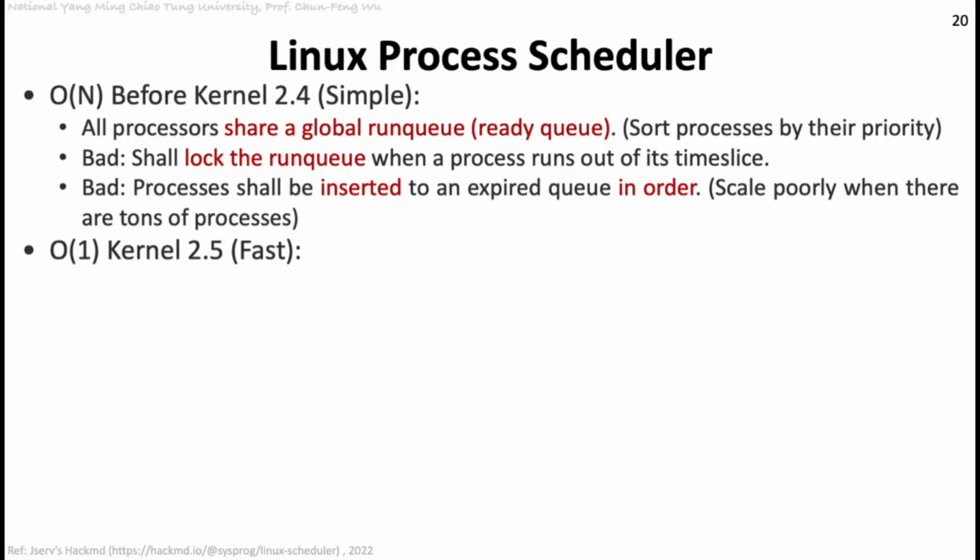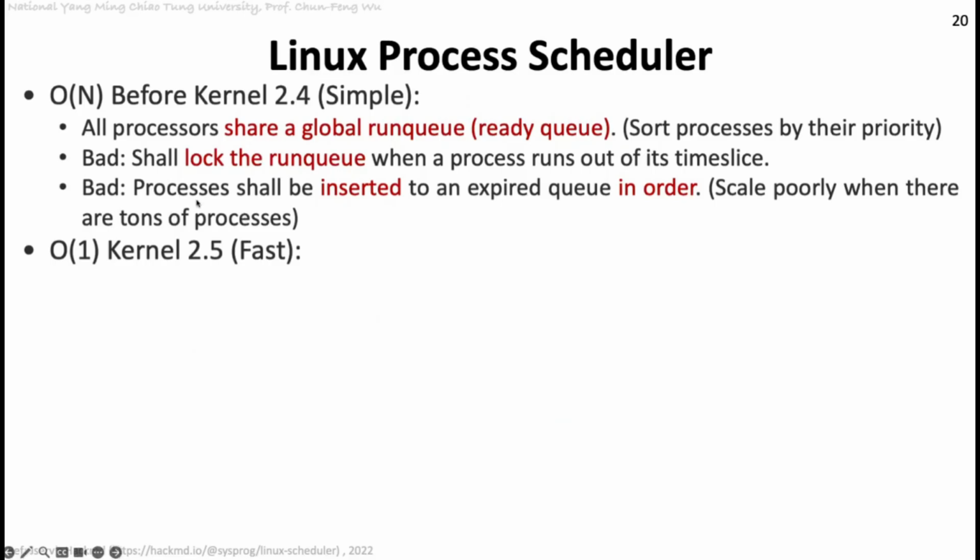Okay, and there are several bad things about this design. First of all, the system should lock the run queue when a process runs out of its time slice. So when one process is finished and is going to pop out from this run queue, the system should lock this run queue. And because this is a global run queue, when it is locked, no other processor can access it. So all the other processors, if they are going to run a scheduling, will be busy waiting for this run queue to be released.